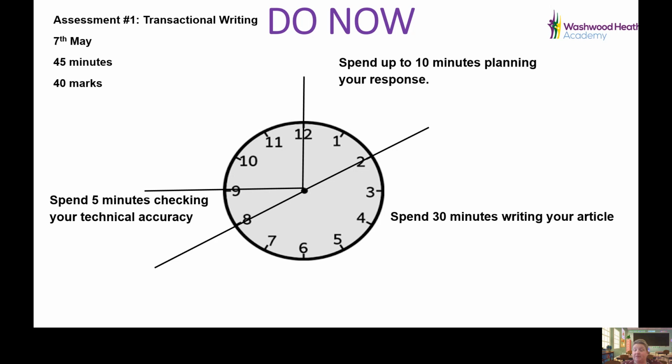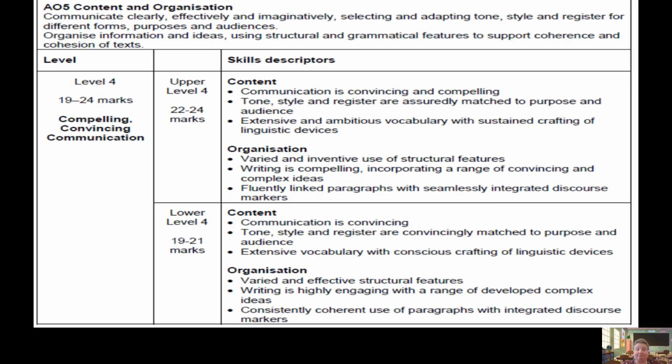We then suggest that you spend up to 30 minutes writing your article, remembering to include all the key features of an article, and then finally spend about 5 minutes checking your technical accuracy. Remember, there are 24 marks for your content and organisation, and there are 16 marks for your spelling, punctuation and grammar. So accuracy really matters.